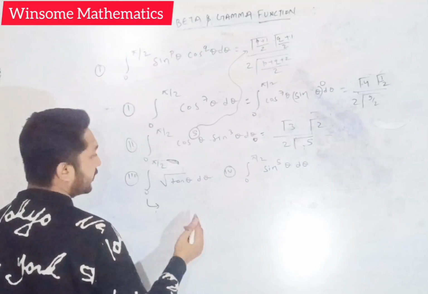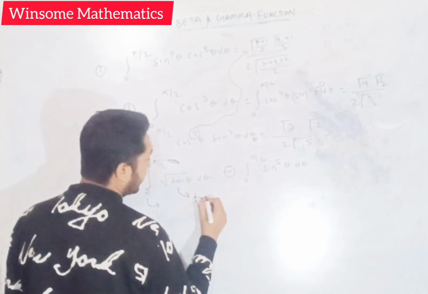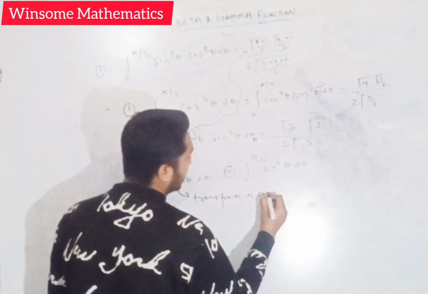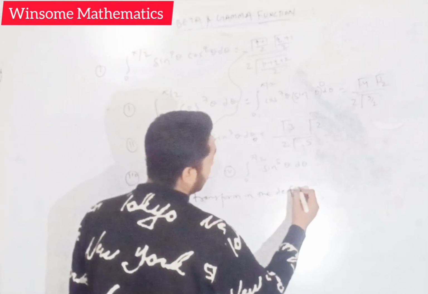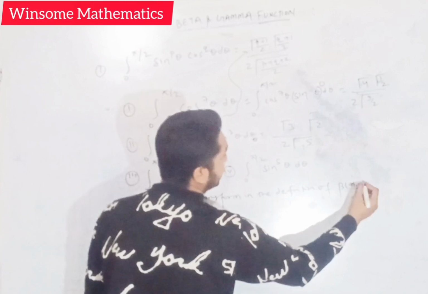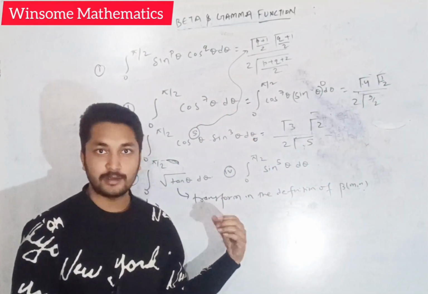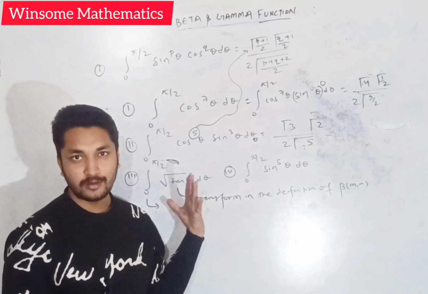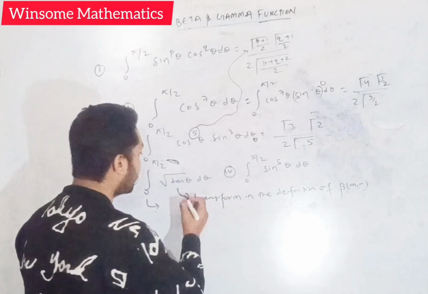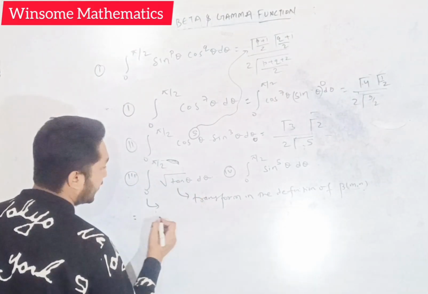So we will discuss it. First, our motive is to transform it into the definition of beta m n, which is related with sine and cos. So how will we convert tan into sine and cos? We have been doing it since childhood. Simple, we will write sine theta upon cos theta. So we can easily write it.